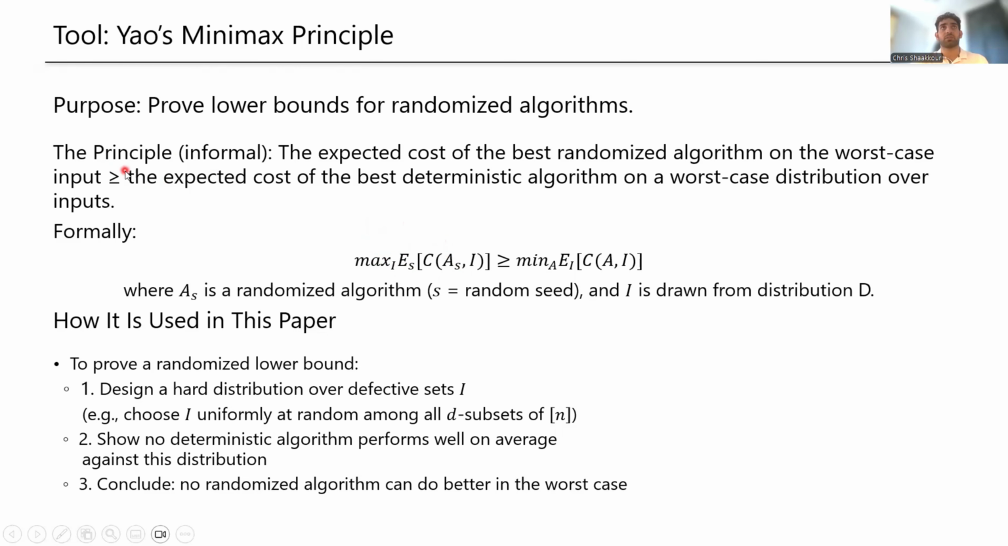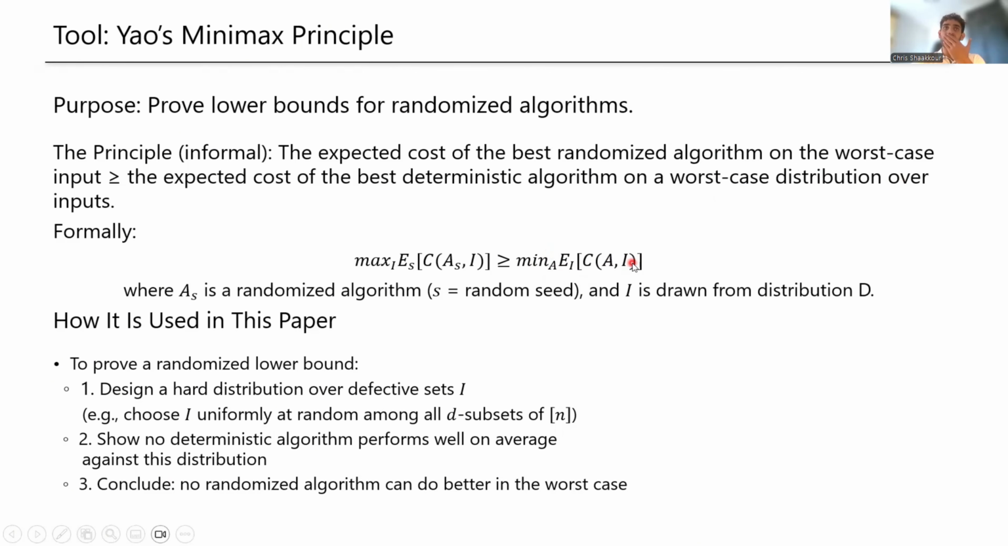And from Yao's min-max principle, it says that this should be greater than the minimum over A, where A is a deterministic algorithm, of the expectation over I, where I is the random variable by which the input is distributed. So we take the minimum cost over a deterministic algorithm A with respect to the expectation over I, which is the worst case distribution over the inputs.